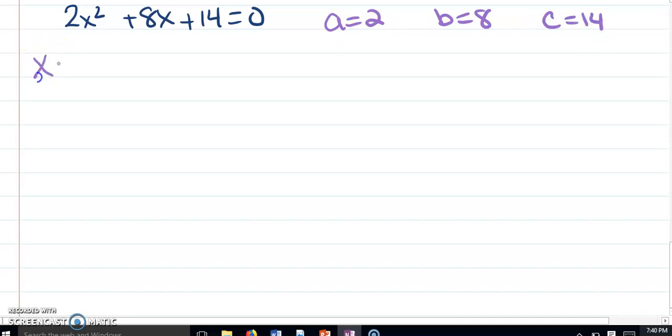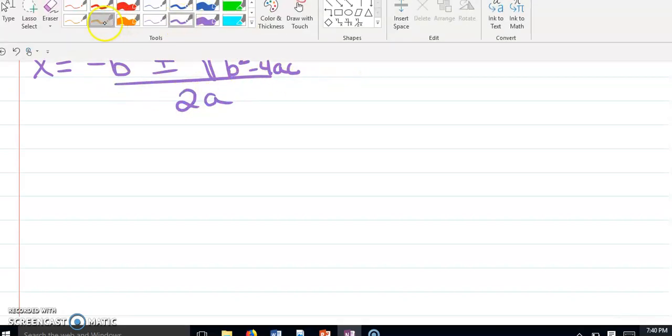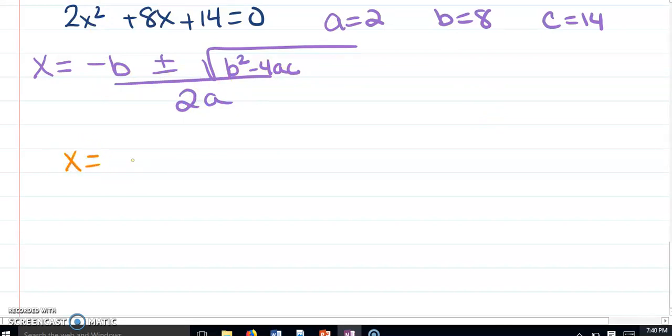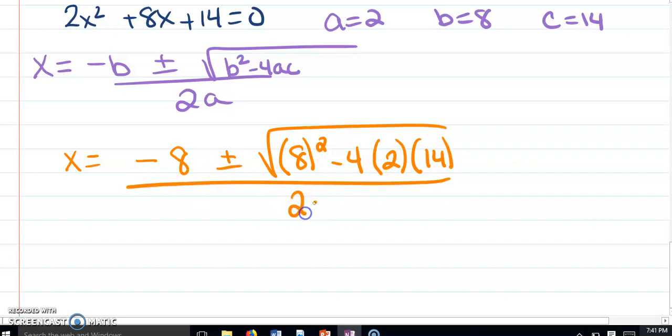The quadratic formula is x equals -b plus or minus the square root of b squared minus 4ac all over 2a. So if we fill that in with our information, x equals -b is -8 plus or minus the square root of b, which is 8 squared, minus 4 times a, which is 2, and c, which is 14, all over 2 times a, which is 2.